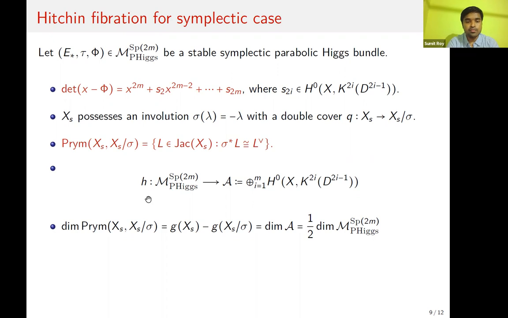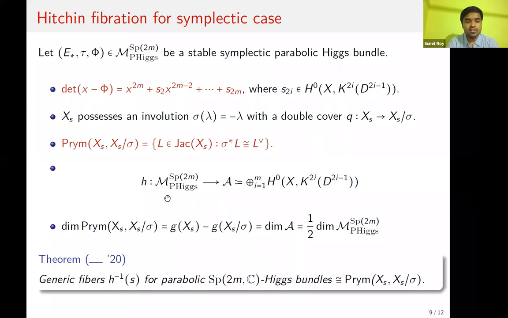And so the Hitchin map here is given by the base, which is now the direct sum of H^0(K^2i D^(2i-1)), because these are the coefficients of the characteristic polynomial. And the dimension of the Prym variety is basically the genus of X_S minus the genus of X_S mod sigma. And that is equal to the dimension of the base A, which is half the dimension of this moduli space. Okay. And the result in this direction is that the generic fibers for parabolic Sp(2n, C) Higgs bundles are isomorphic to this Prym variety.